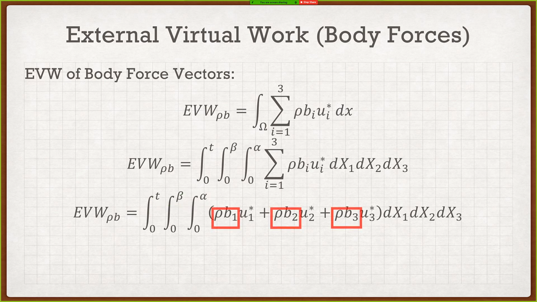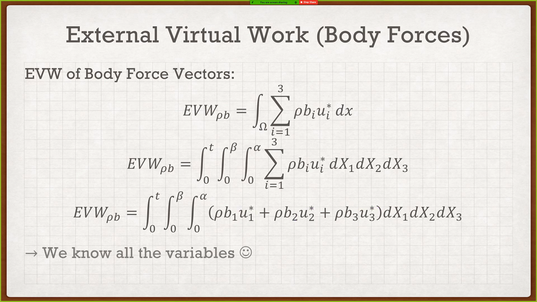Moving on to, again, poor animation, we can see that we have three components of the body forces vector. Now, we weren't given these in the original question, but this was the goal of part A. So since we calculated part A already, we now have rho b1, rho b2, and rho b3. The final thing that we need, of course, are our virtual displacements in all three directions. Again, these are something that we were given in the question. So if we look at the external virtual work due to the body forces vector, we know all of those variables. All we have to do is substitute it in, take the triple integral, and we're good to go. So this shouldn't be a problem for you guys.